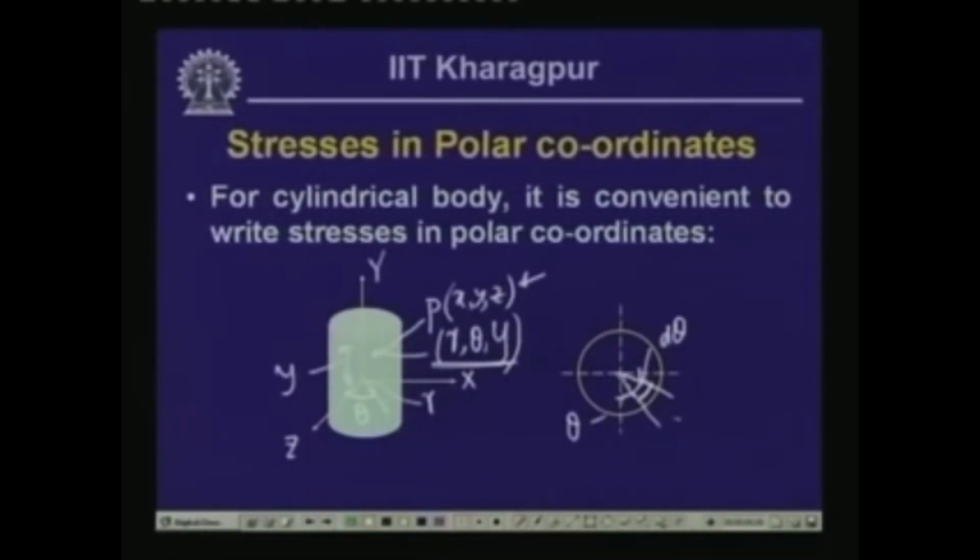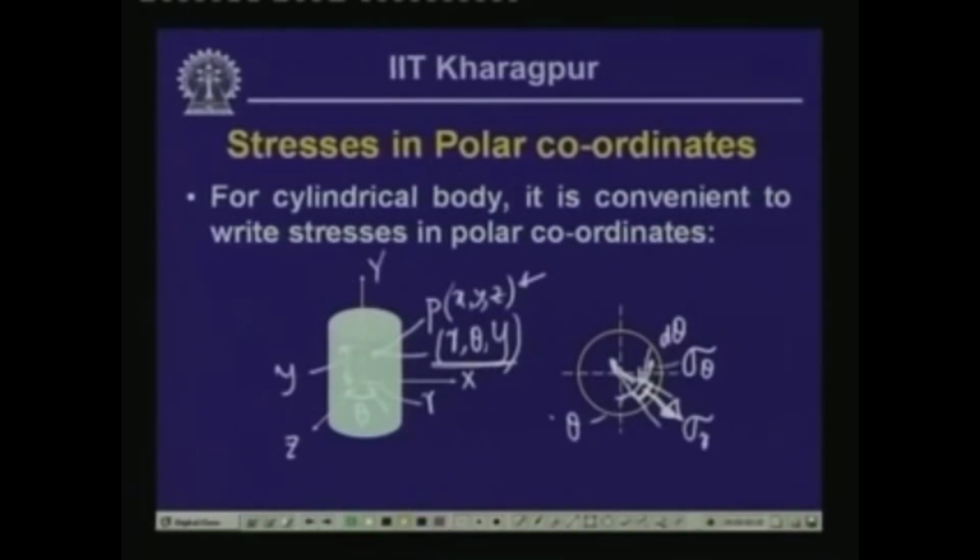and try to look into the stresses that will act, we will have two planes. The normal to this plane is in the direction of the radius, and we call this the r plane. Over these we will have the normal stress acting, and so is this, which we call sigma r.